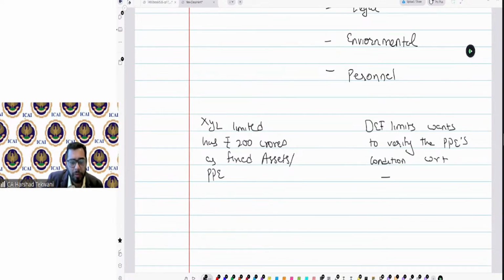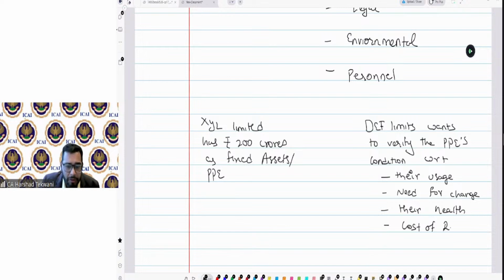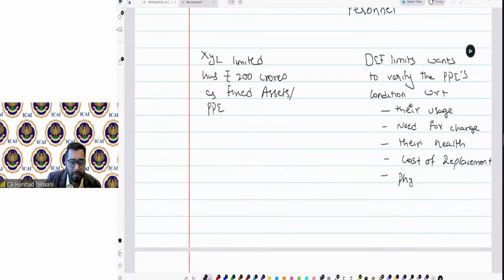with respect to their usage, need for change, their health. Then cost of replacement or replacement cost. Or you can say then physical presence, etc. Also, one more thing that is very important, that is every time checked, is capacity to expand. Okay, I'll explain you with an example.